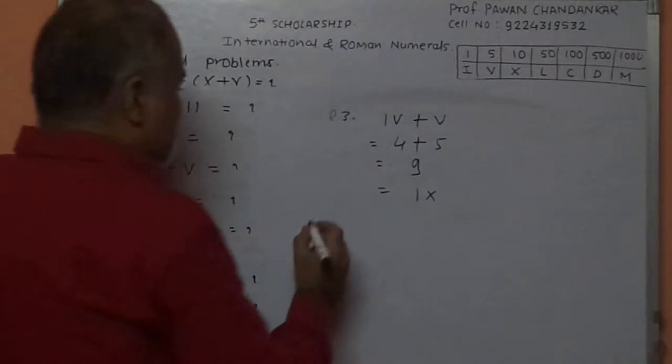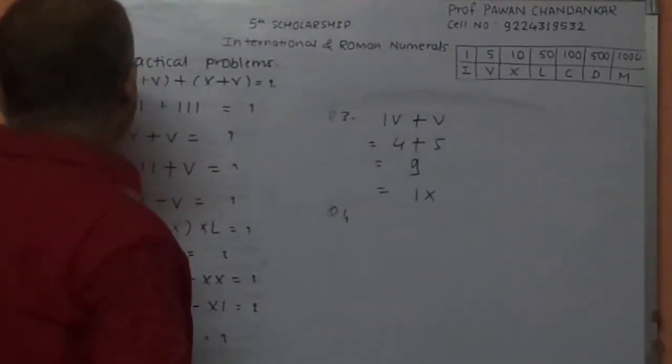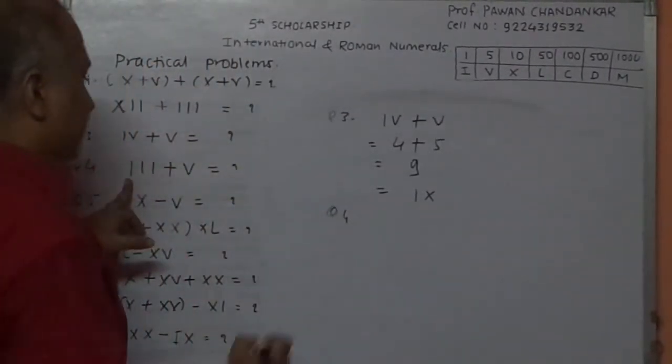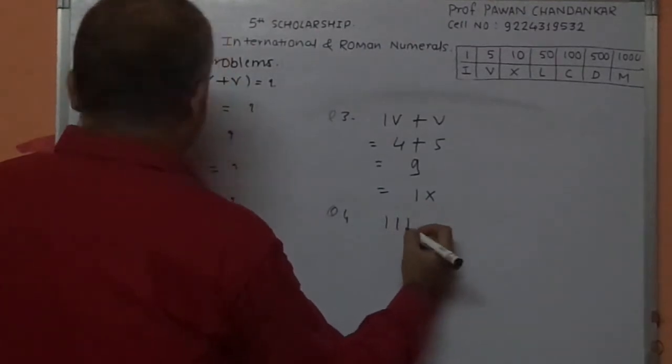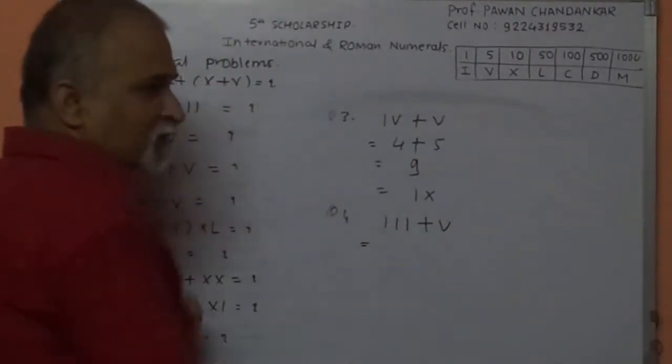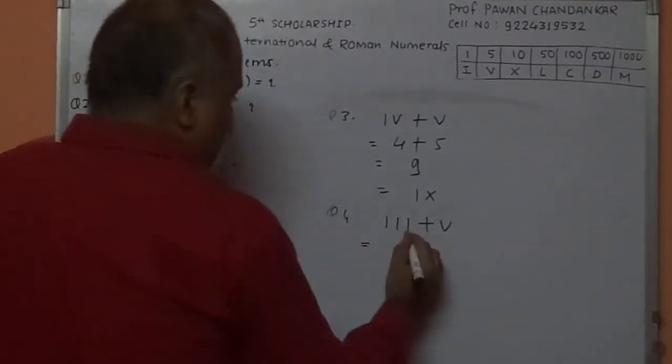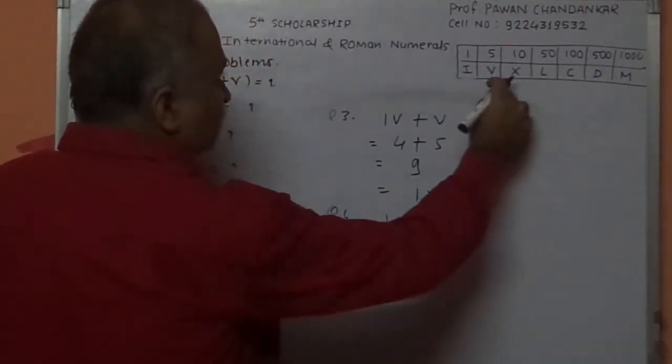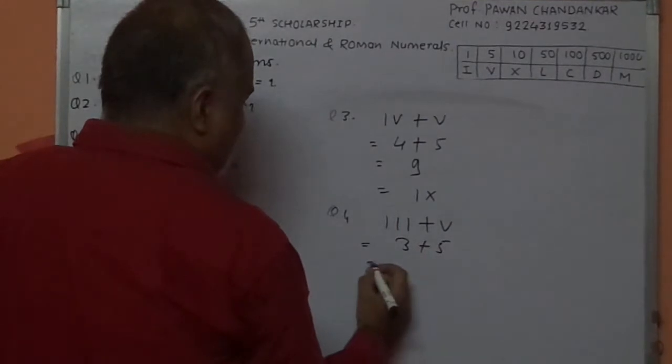Look at the next question, question number 4. This is what, I is written thrice, 1, 2, 3, plus V is written. As I is written thrice means what? 1 plus 1 plus 1, it is 3. So this is 3, and V means what, students? It is 5. So 5 plus 3 is 8.